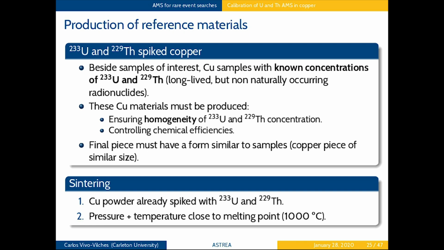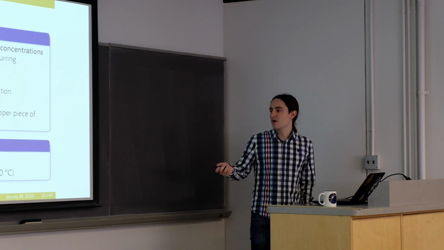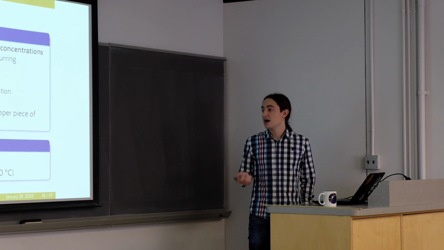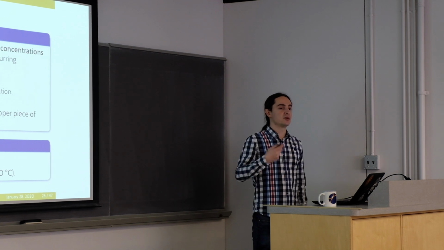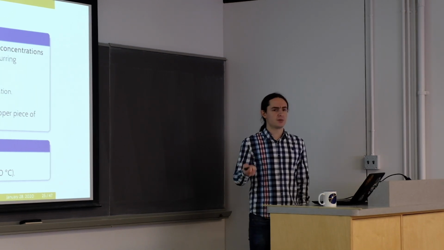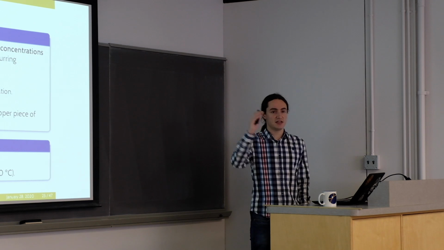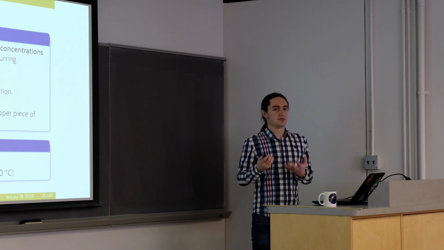So the first challenge is, okay, we have to produce this copper powder, but since we need something similar to what we are going to measure, we need to turn this powder into a solid material. So the idea would be, after having this powder spiked with uranium-233 and thorium-229, applying sintering, that is, applying pressure and temperatures close to the melting point of copper, but without reaching it, so it becomes solid.